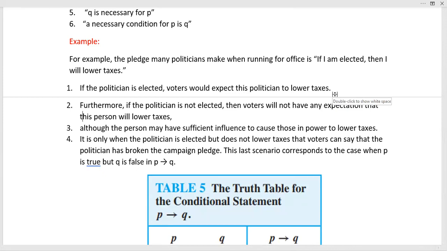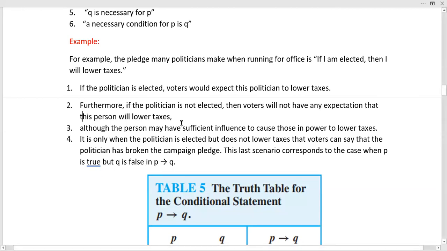Yes, sir. Yes, that is the first case. See the second one. Furthermore, suppose the politician is not elected in that election, then what happens? Voters will not have any expectation from the politician. Yes or no? Yes, sir. That is the second case. Now come to the third case.